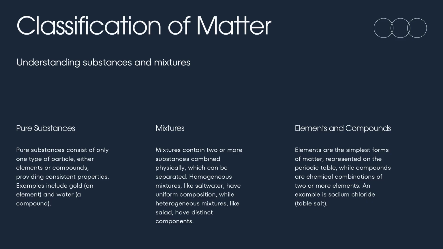Air is a homogeneous mixture because it looks uniform. Sand mixed with salt is a heterogeneous mixture because we can see different parts in that mixture. This classification helps chemists decide how to separate substances and study their properties.